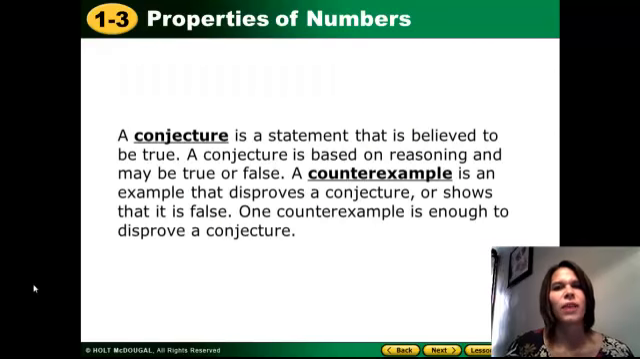Now let's get to these vocabulary terms of conjecture and counterexample. A conjecture is a statement that is believed to be true. A conjecture is based on reasoning and may be true or false. Sometimes in math we call these rules. A counterexample is an example that disproves a conjecture or shows that it is false. One counterexample is enough to disprove a conjecture.